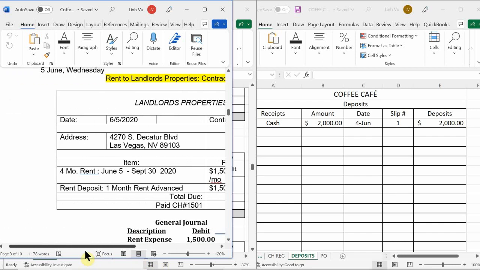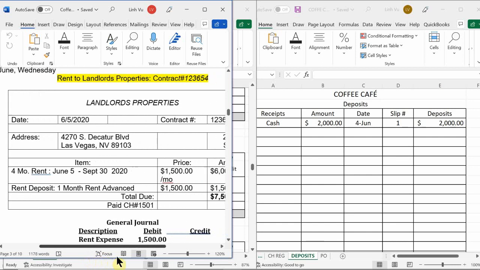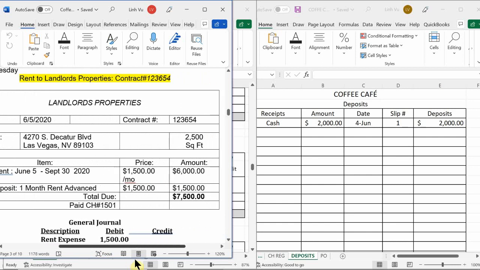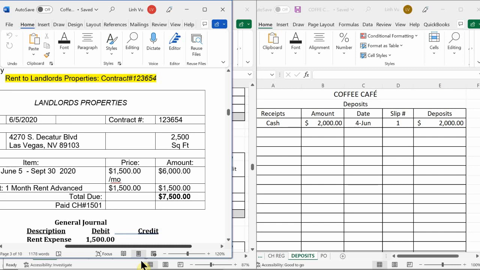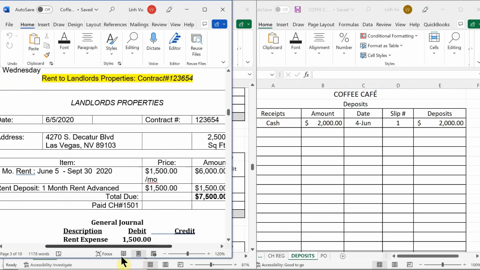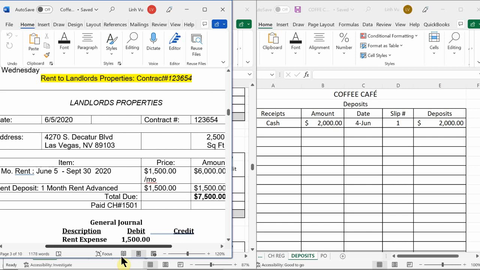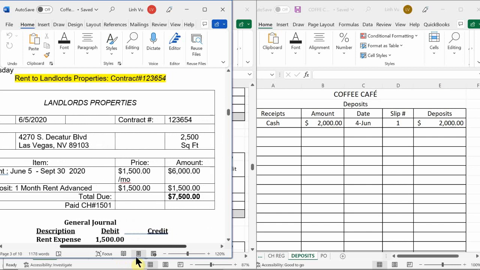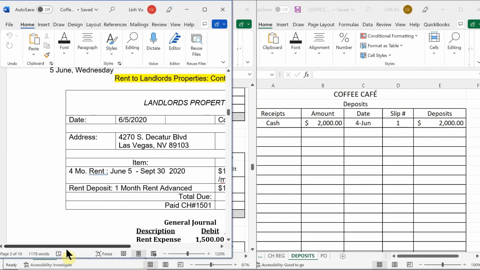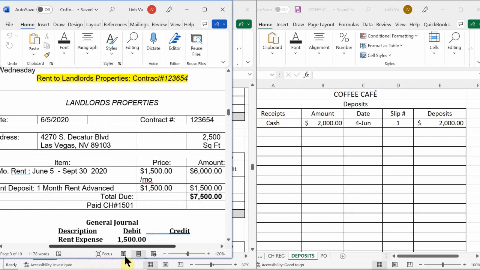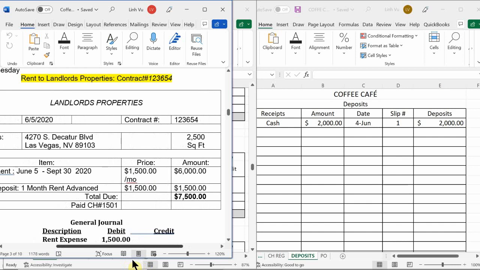And then, of course, we also had to pay a rent deposit of 1 month's rent, which is $1,500. So in this case, we paid a grand total of $7,500, and we wrote our very first check, number 1501. A lot of things are going on right now, so we need to acknowledge that we paid for rent. We bought 4 months worth of rent, and we had to pay 1 month's worth of rent for a deposit.